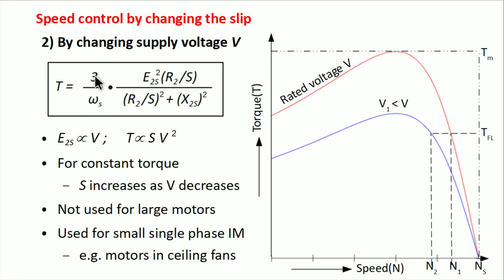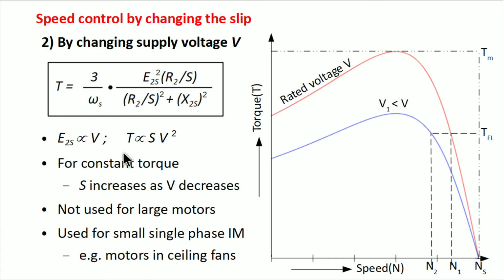In this equation, this is the case when we change the voltage. If voltage is constant, E2S is also constant. But here we are intentionally changing the supply voltage to control speed. So in this case we are taking E2S as variable because we are varying the voltage to control speed. So R2 over S, X2S and slip.